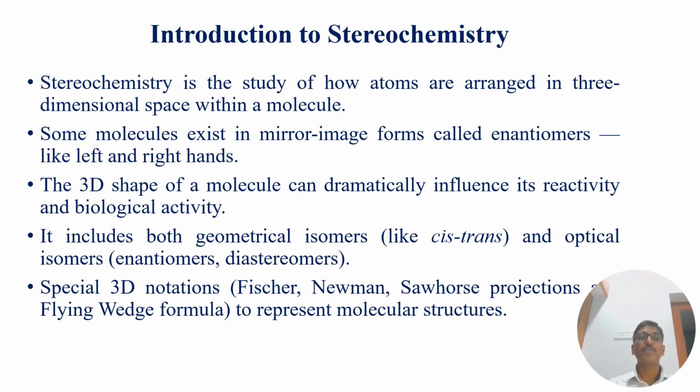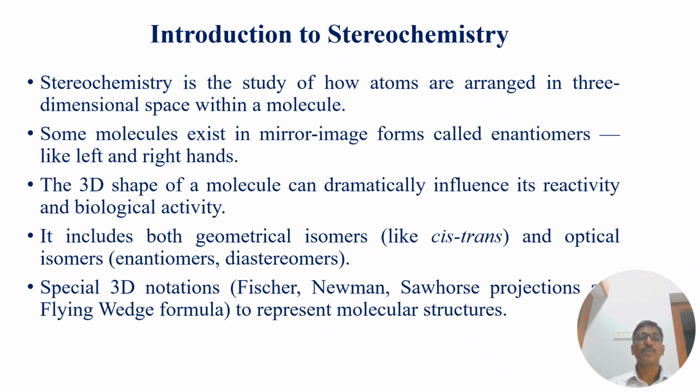The three-dimensional shape of a molecule can certainly influence its reactivity and biological activity because of the groups or atoms arranged in spatial orientation. It includes both geometrical isomers, such as cis and trans forms, and also optical isomers, enantiomers, and diastereomers. These will be discussed in detail later on: the cis and trans geometrical isomerism, as well as the optical isomerism and their optical activity, etc. And also the special 3D notations.